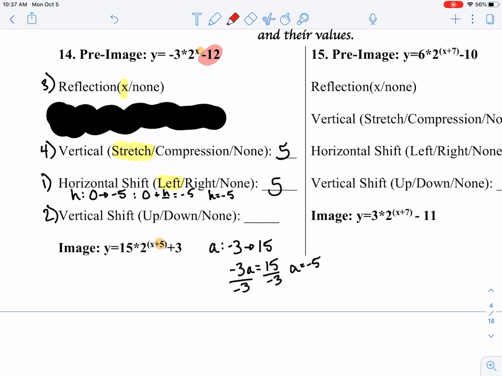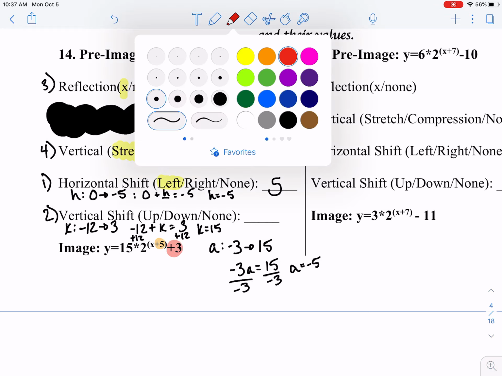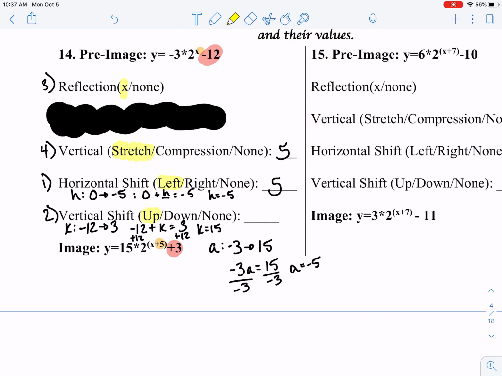K value starts at -12, winds up being 3. So K, -12 plus K equals +3. Get K by itself. Add 12 to both sides. K is equal to 15. It's positive, therefore it's going up. How much is it going up by? The 15.